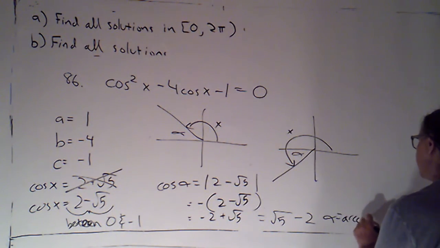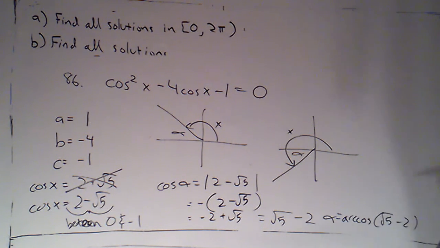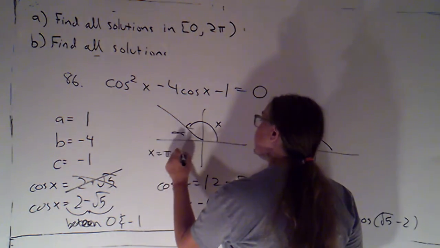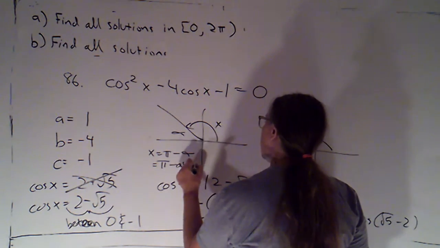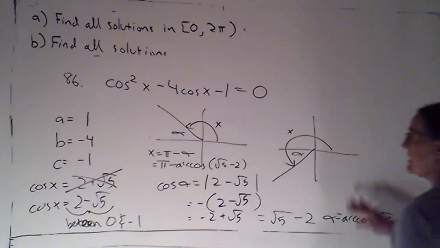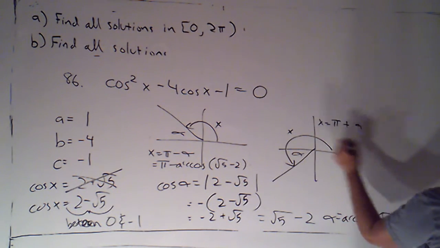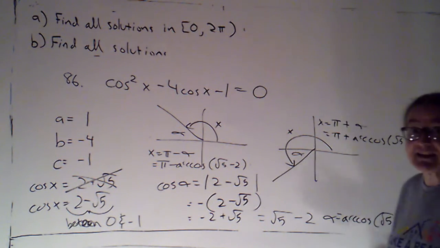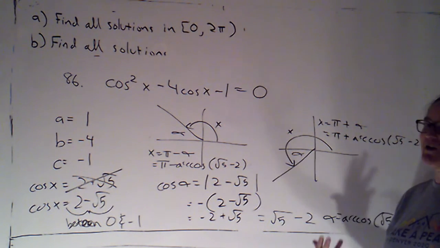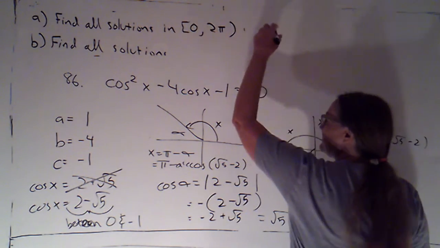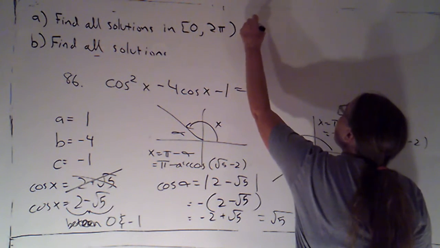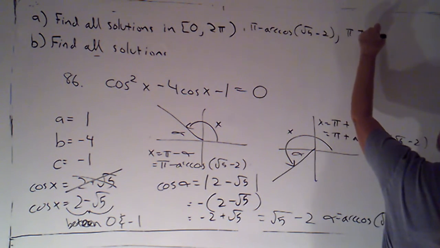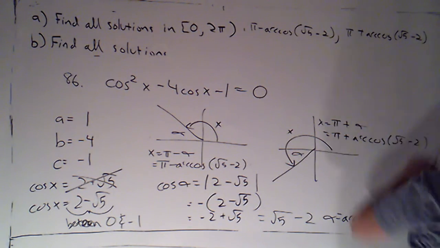Alpha is arc cosine of root 5 minus 2. So here, x is pi minus alpha, so that's going to be pi minus arc cosine of root 5 minus 2. And here, x was pi plus alpha, so that's pi plus arc cosine of root 5 minus 2. Kind of a messy number to write out, but it's the same procedure we use every single time. So my two solutions here between 0 and 2 pi were pi minus arc cosine of root 5 minus 2 and pi plus arc cosine of root 5 minus 2.